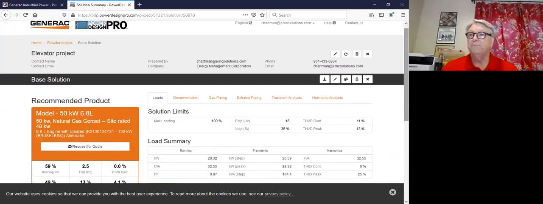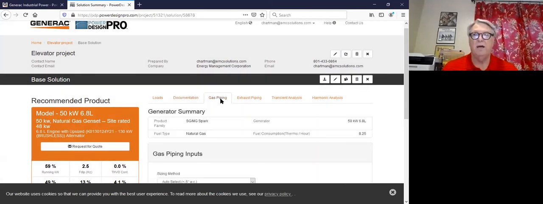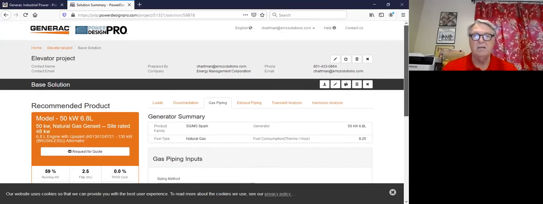Now, when you're done, you can click this right here, and we will do a summary report, and it gives you a nice, pretty printout of the summary report. If you go over here, it allows you to give documentation. You can get a sample specification. You're still going to need to go through that and read it and modify it. It gives you install drawings, and it has gas supply design lines. If you go over here, it actually gives you a calculator by which to size the natural gas piping. And that's very, very easy to do. If you're going to extend the exhaust, you have that.